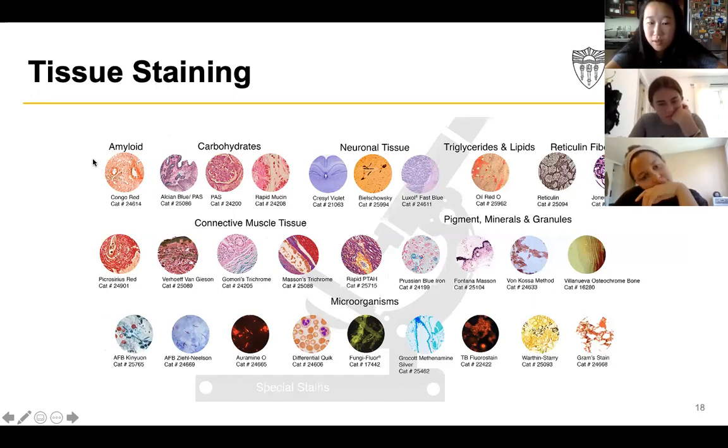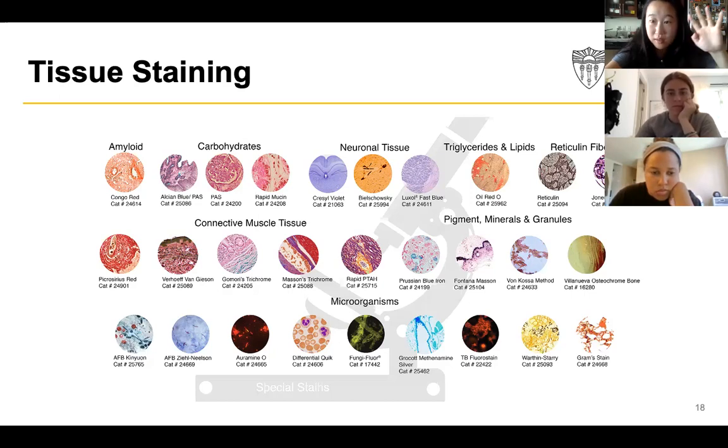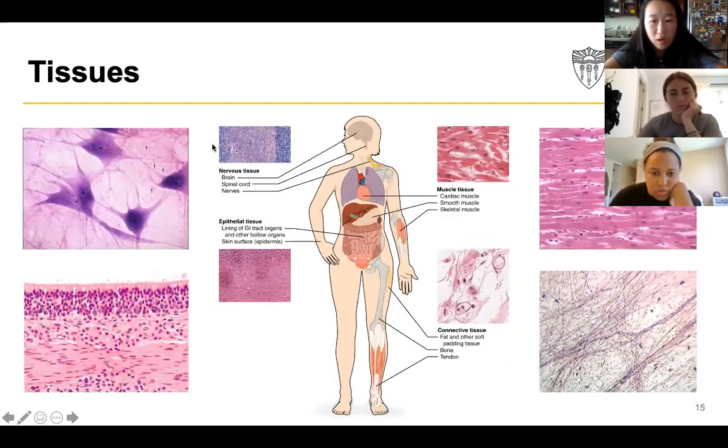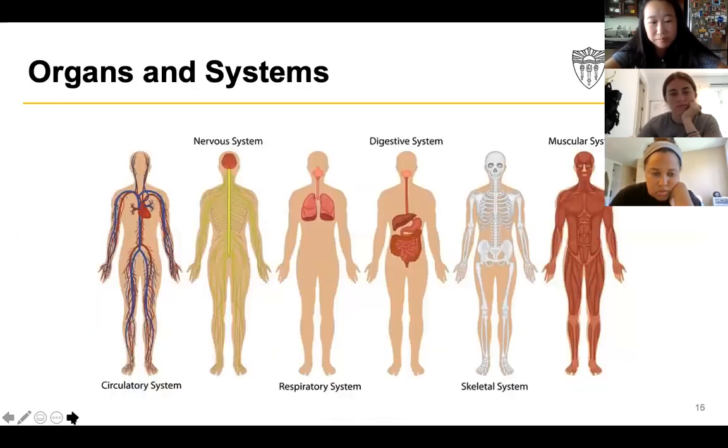The most common, though, is called H&E staining, and that's hematoxylin and eosin. Hematoxylin dyes cell nuclei blue, and eosin will dye the cytoplasm and the extracellular matrix pink. And that's what you could see in a lot of the previous images, if I could go back. So all of this is using H&E staining. They're all kind of blue and pink.